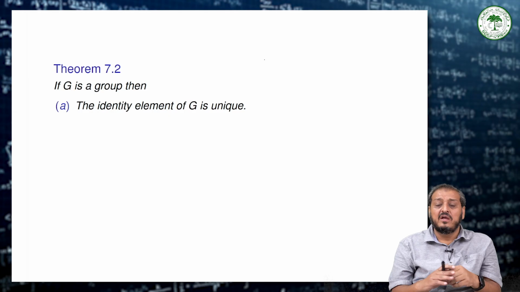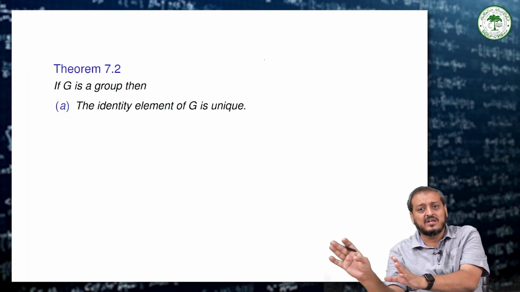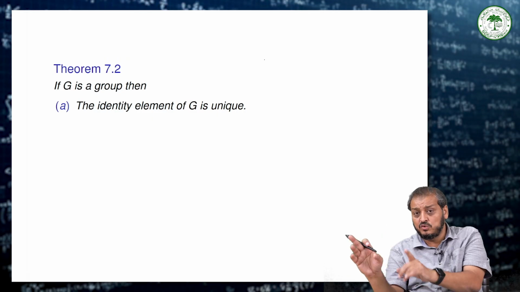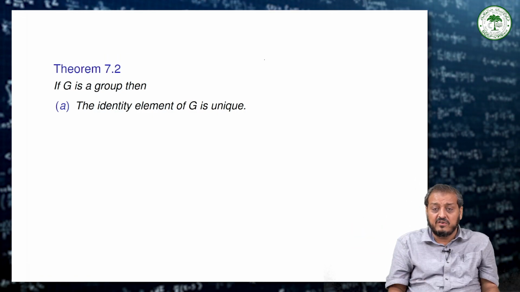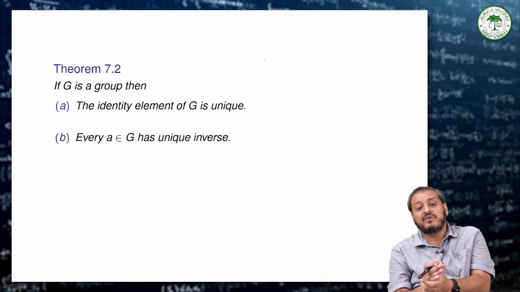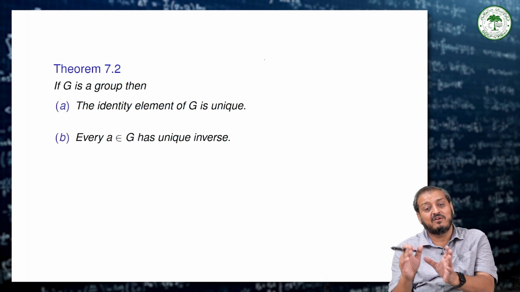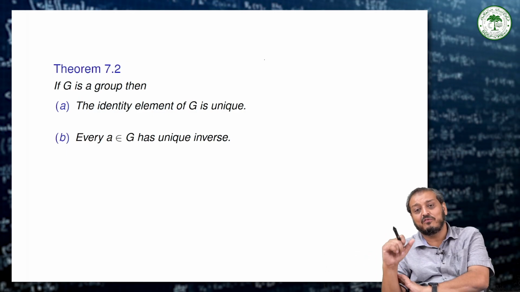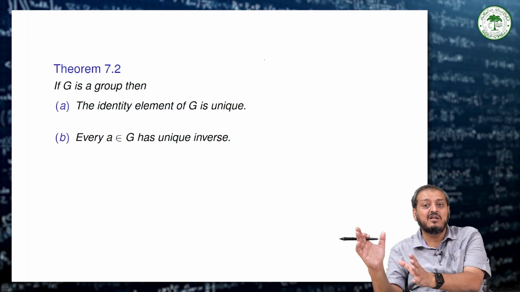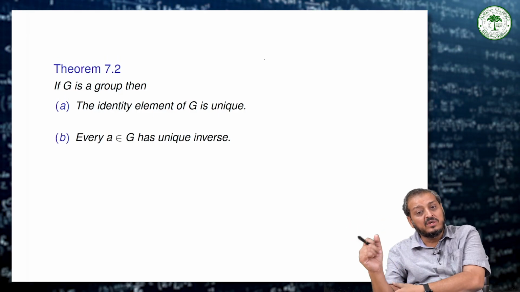Let us begin. If G is a group under a certain binary operation, the identity element of G is unique. This is the first condition, and it is very important. The second thing is that every element of G has a unique inverse. So the identity element of the set G is unique, and every element has a unique inverse.